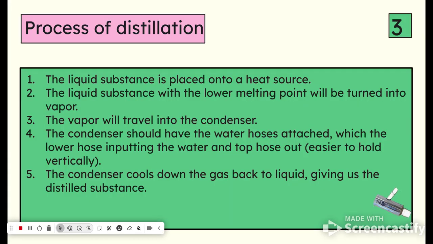Or sometimes you could do a horizontal, which is two round bottom flasks, and in the end you might have two liquids in both. But the main point is that the vapor will travel through the condenser and it will reach the other end. The condenser should have the hoses attached as mentioned, which help with the input of water, which makes it possible for the vapor to cool down into liquid.